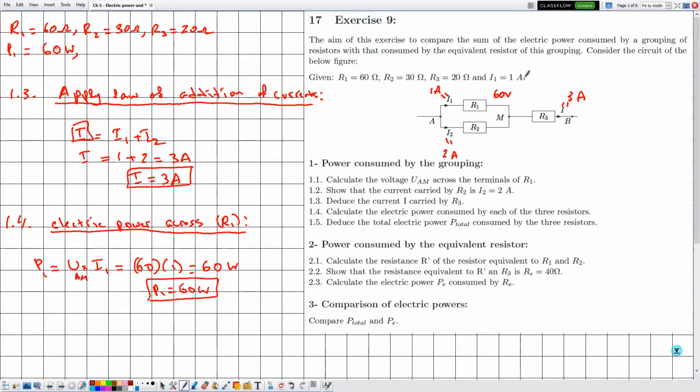Now we need to determine the electric power across R2 as well. Then the electric power is given by P2, which is equal to UAM multiplied by I2, which is equal to 60 multiplied by 2, which is equal to 120 watts.